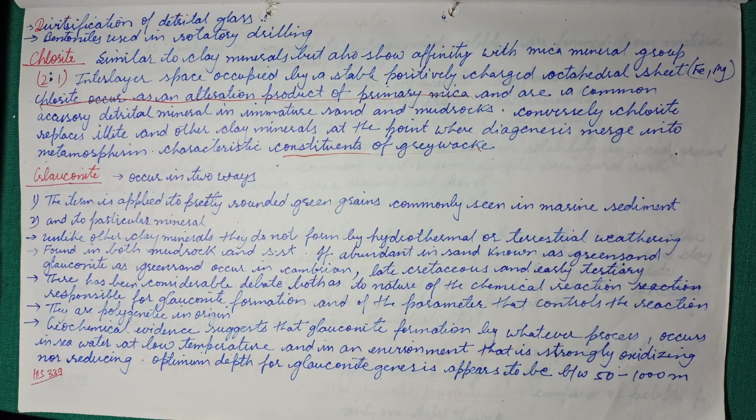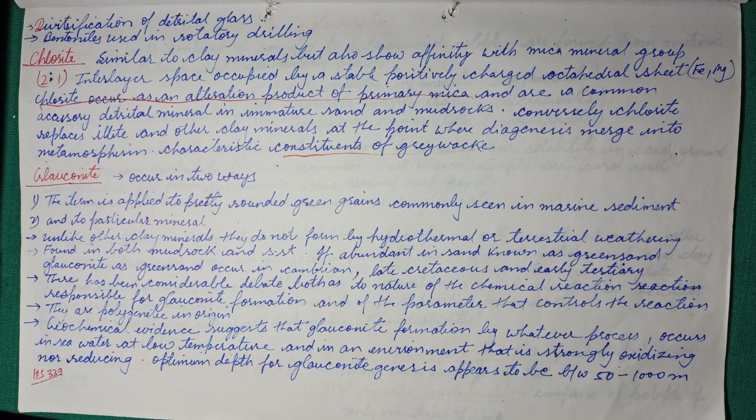This glauconite is found in both mudrock and sandstone. If glauconite mineral is abundant in sand, these sands are known as green sands. If sandstone contains glauconite, they are known as greensand glauconite, and these occur in the age of Cambrian, very late age.